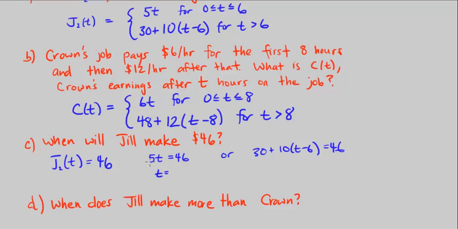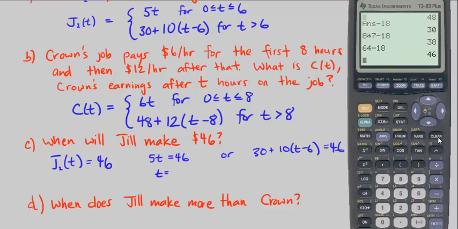So here we get 46 if we divide both sides by 5. Just bring out our calculator. 46 divided by 5, we get 9.2. So at 9.2 hours, that's true. But if we look here, 5t is only true for t between 0 and 6. So this is out of our range. So we can't include this one, right? Because in the first 6 hours, there's no way Jill makes $46 because she's only working 6 hours, and 5 times 6 is 30. So she's never going to be making $46 in the first 6 hours.